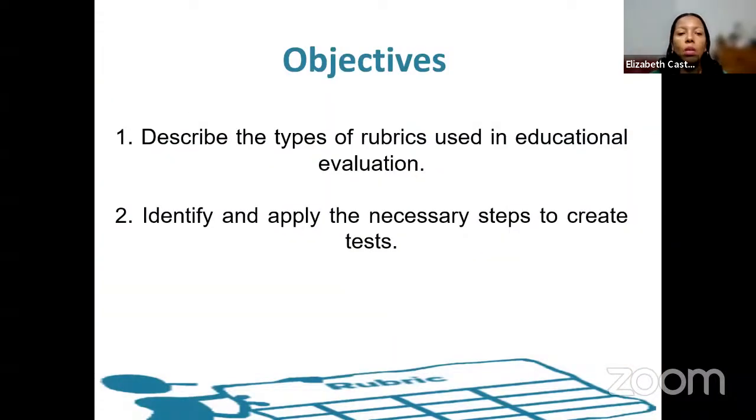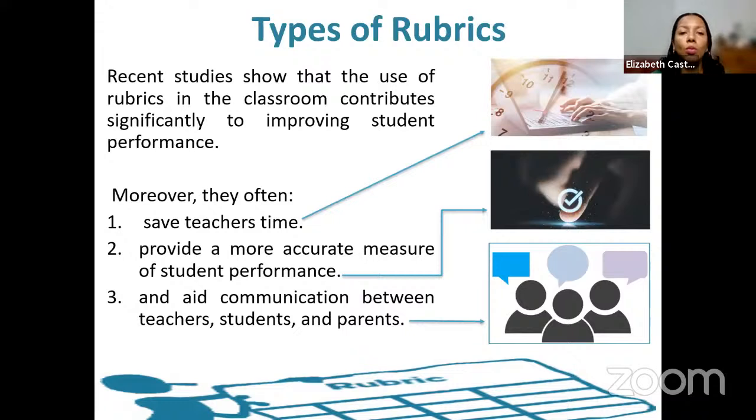Okay, let's see what examples we have for this class. We're going to describe the types of rubrics used in educational evaluation. Then the second objective for this class is to identify and apply the necessary steps to create tests. Due to these objectives, we're going to begin talking about the types of rubrics. According to some studies, we have seen that rubrics in the classrooms help us significantly to improve the students' performance. Why? Because we can organize our evaluation in a better way.